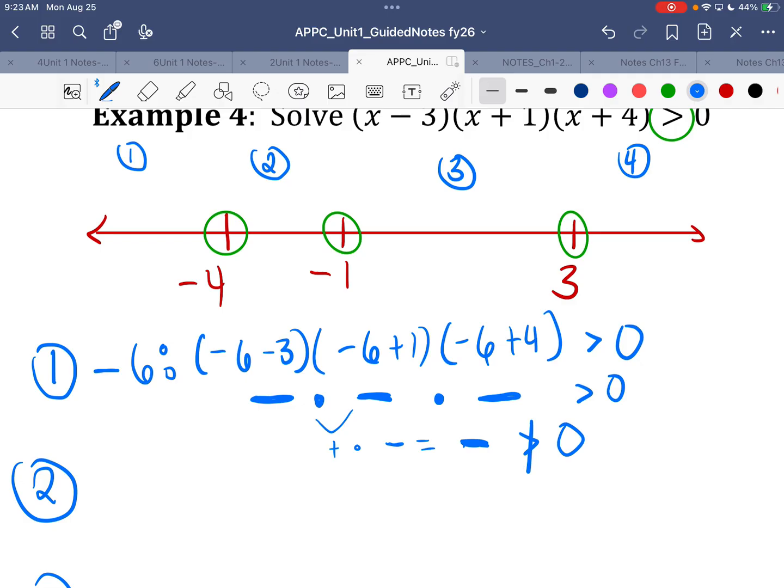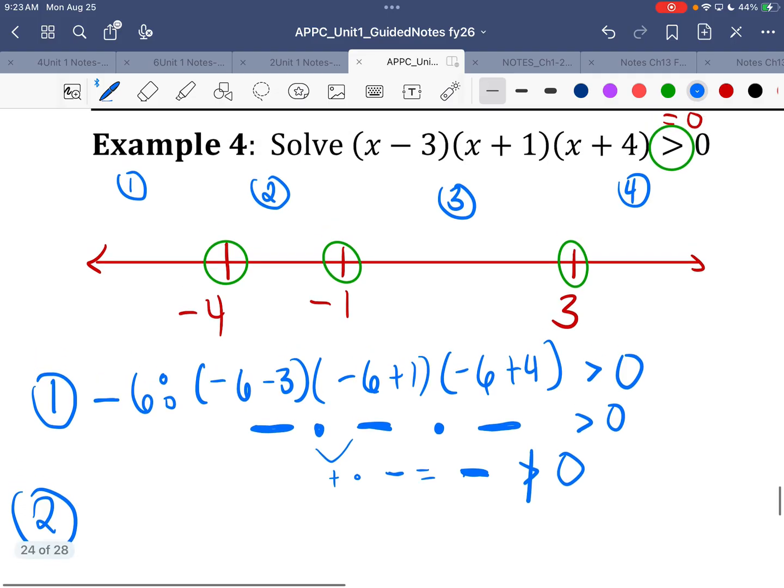Is a negative number bigger than 0? No. So because the negative number is not bigger than 0, and the question was asking to find all of the y values bigger than 0, we are not going to shade. So we are not shading interval 1, because that is where this polynomial is not bigger than 0.